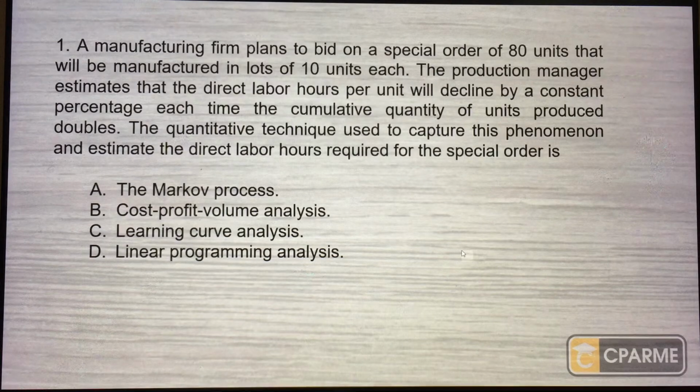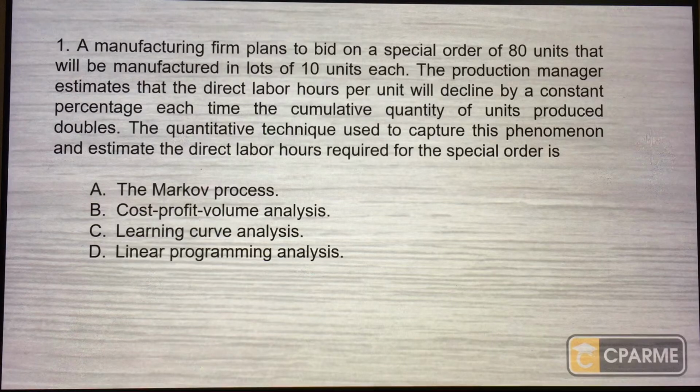First question. The quantitative technique used to capture this phenomenon and estimate the direct labor hours required for the special order is. A manufacturing firm plans to bid on a special order of 80 units that will be manufactured in lots of 10 units each. The production manager estimates that the direct labor hours per unit will decline by a constant percentage each time the cumulative quantity of units produced doubles. So which kind of quantitative technique is this?